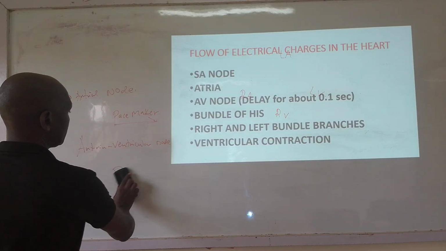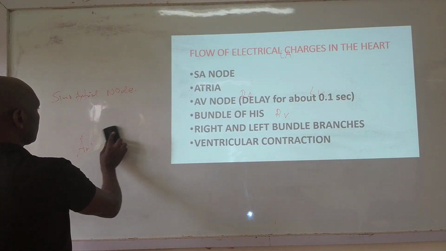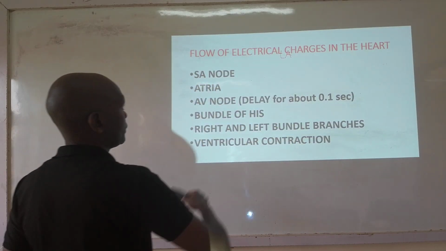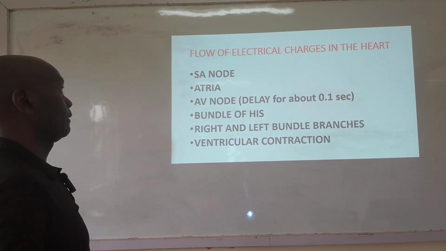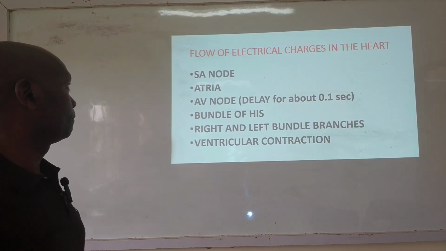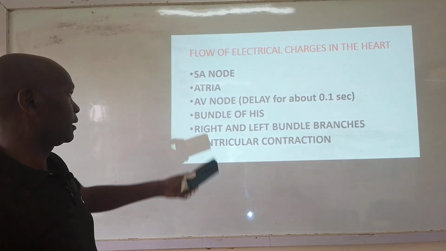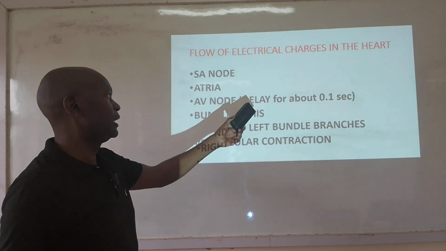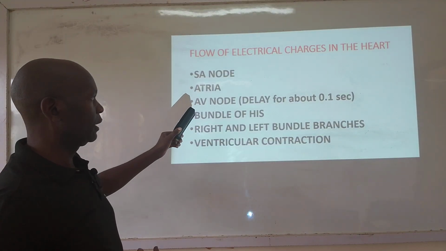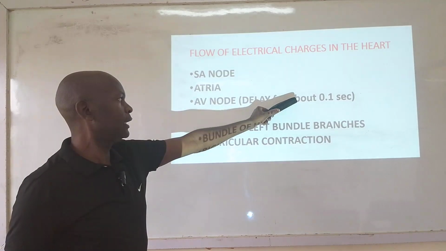So how do these signals flow? How do the electrical charges flow in the heart? We have said it will start from the SA node, then go to the atria, then to the AV node. It will delay a little bit here. It will allow the ventricles to fill with blood fast. That is why there is a delay.